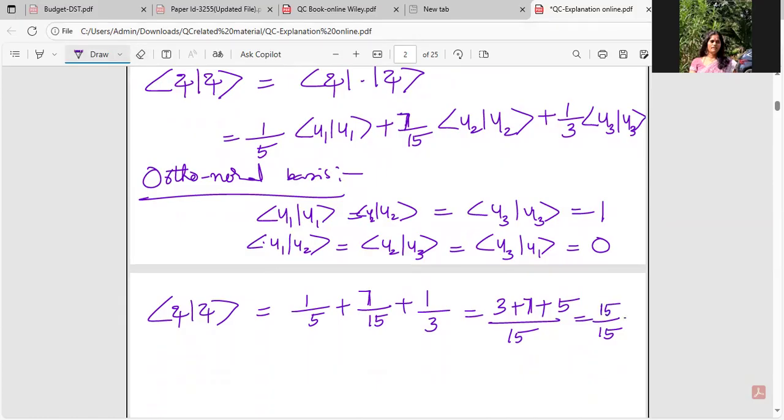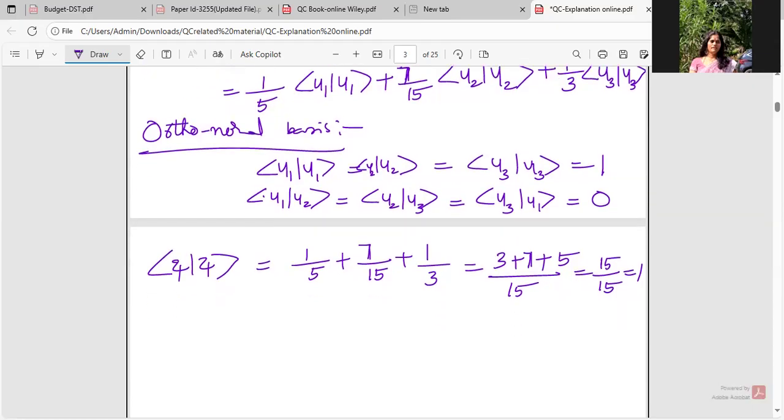The norm is 1. If the norm is 1, then I can normalize it, like a unit vector. If the norm is 1, I can say that the vector can be normalized.